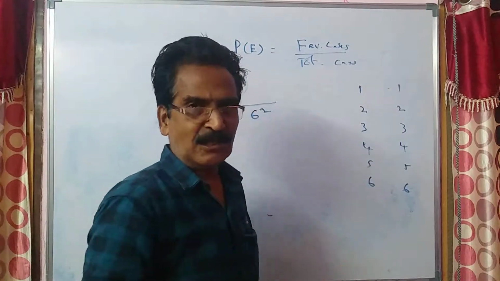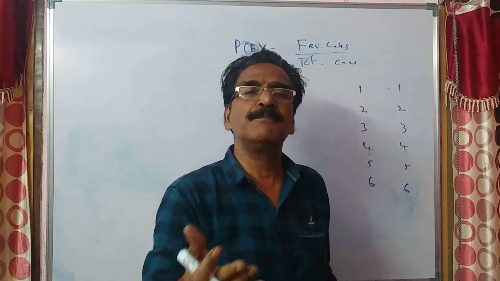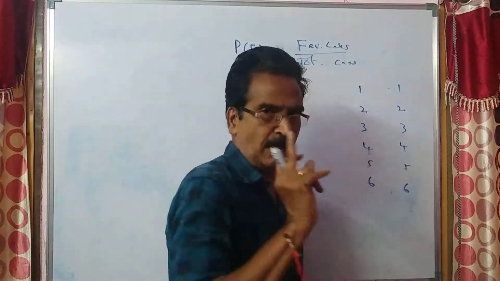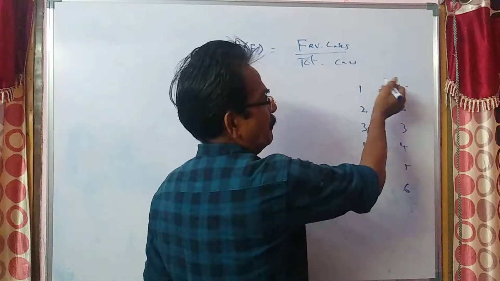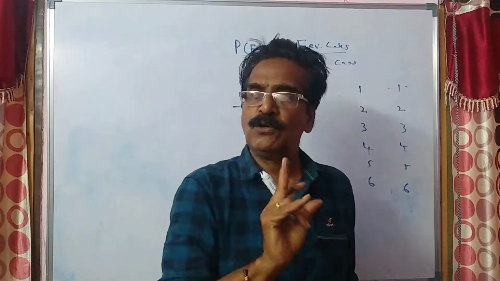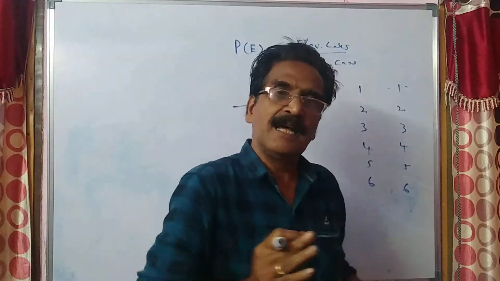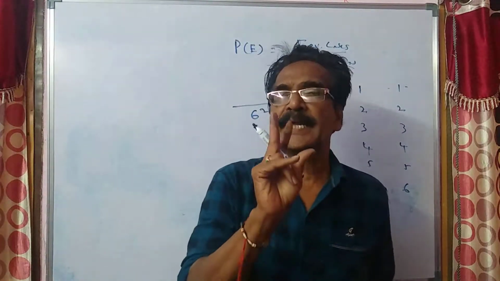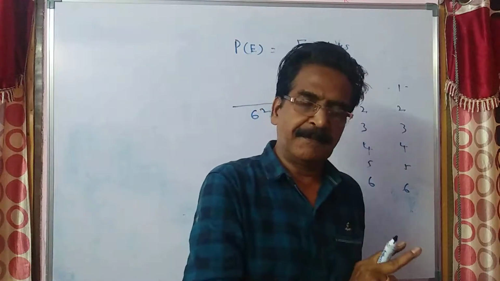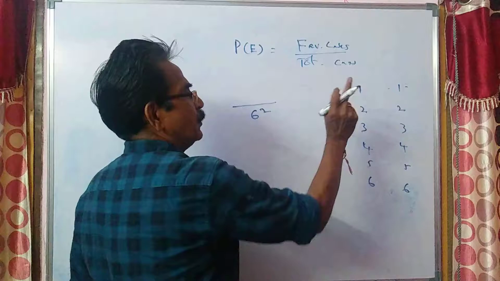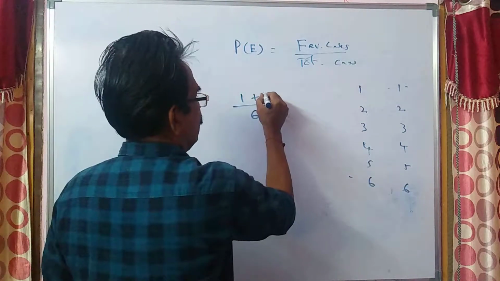So if two dice are thrown, what would be the maximum sum? 6 plus 6, 12. So one case, the maximum case. What is the minimum sum? 1 plus 1, 2. So 1 plus 1 is the minimum case and 6 plus 6 is the maximum case. So there are only two chances of getting either minimum or maximum. For minimum you have one chance. For maximum you have 6 plus 6, and then one chance.